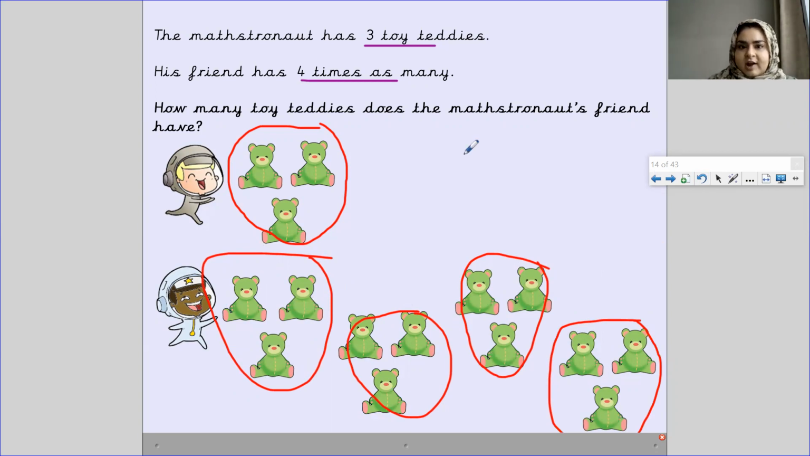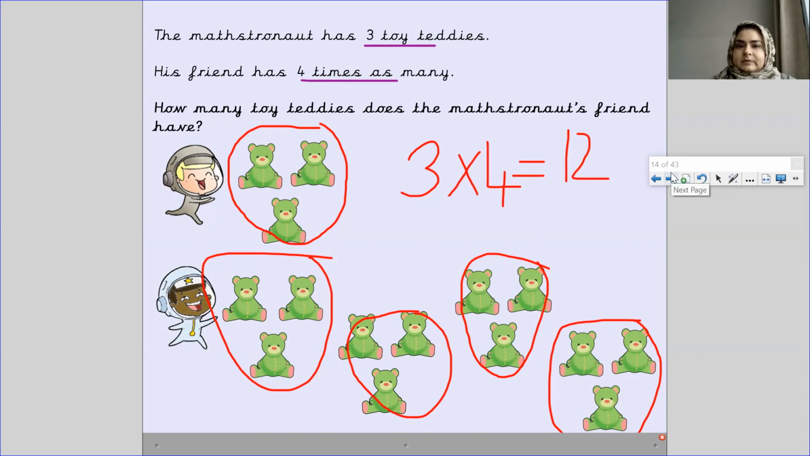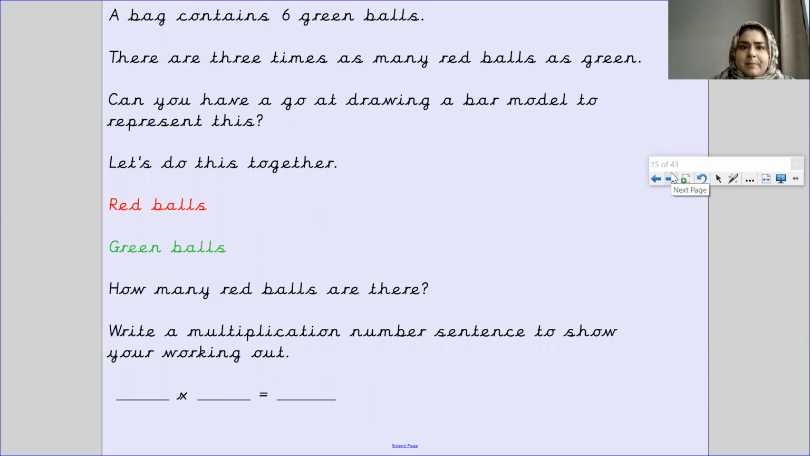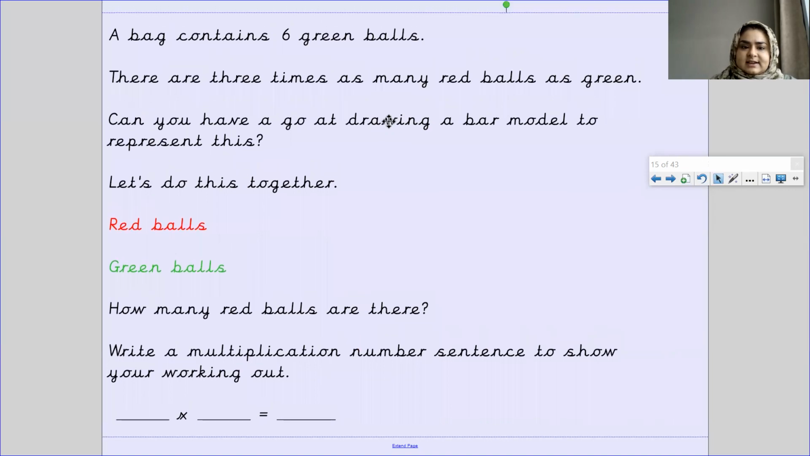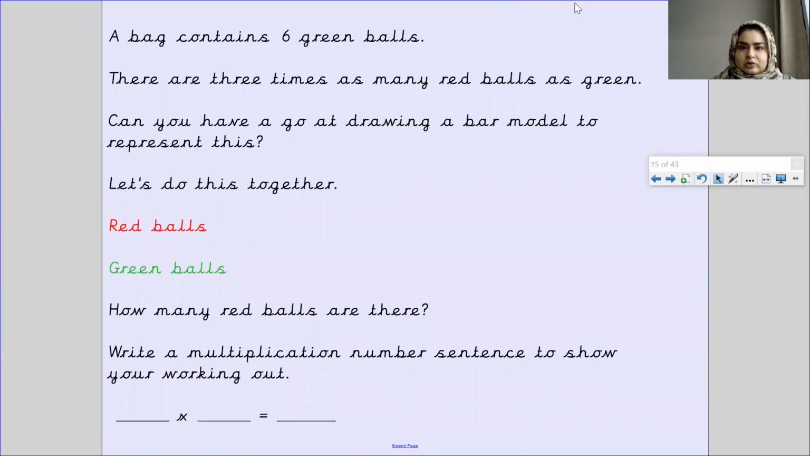And the way you would write this in a number sentence is you would write down 3 because that's how many he had, and then his friend has had 4 times as many, so times 4, which gives you 12. So if you got the answer as 12, then that is correct. Well done.